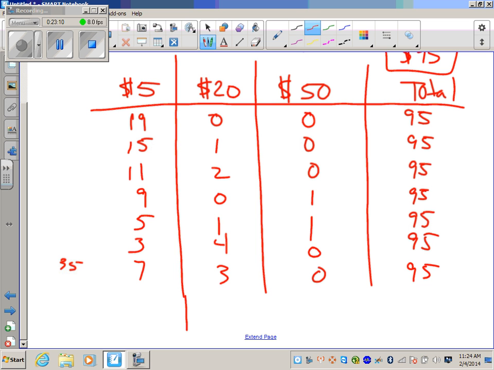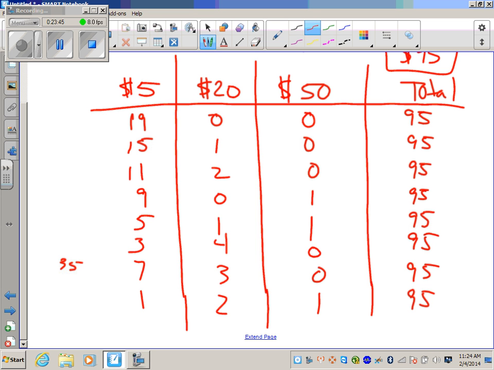Okay. So let's go back to the 3. And let's go to the 1. So I can't use 2 5s. I can't use an even number of 5s because it's going to leave me with 0. So 1 5. I need 90. How am I going to get to 90 from here? 2 20s and a 50. Okay. Is there any other way that I can get 95 without using any 5s? Not possible.